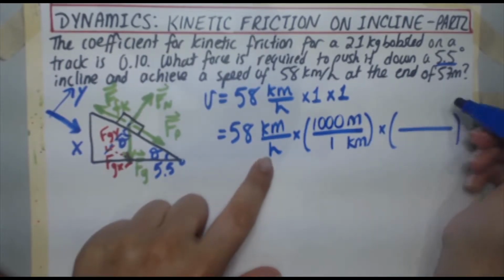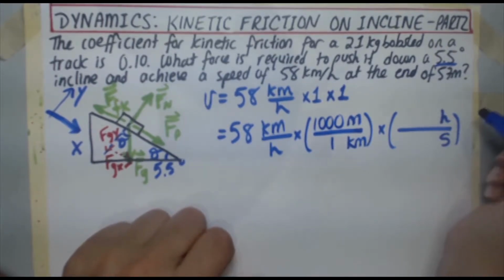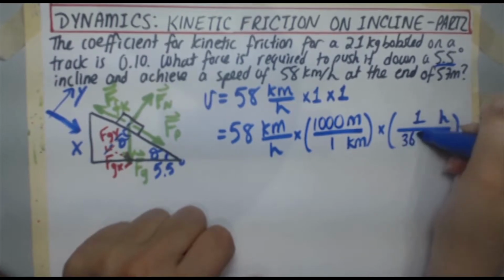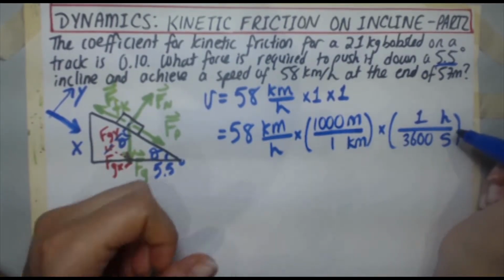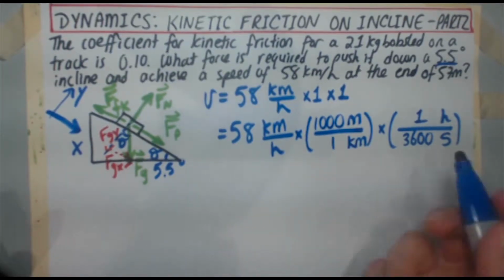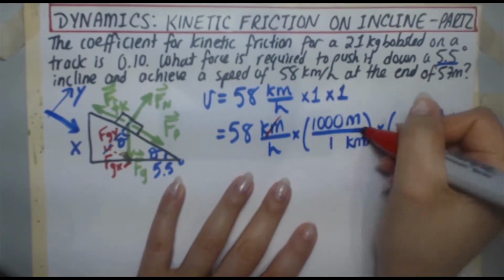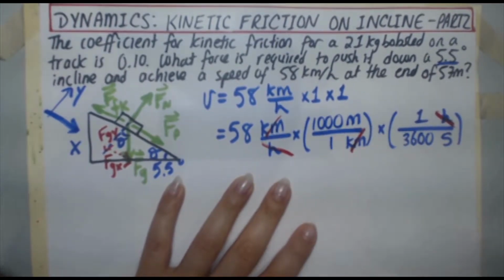Next, I'm trying to get rid of hours, so I'm going to put hours on top, and I'm trying to get seconds out, so I'll put seconds on the bottom. Again, ask yourself, how many seconds are in 1 hour, or what ratio of seconds to hours equals 1? So 1 hour contains 3,600 seconds. 60 seconds in a minute, 60 minutes in an hour, 60 times 60 is 3,600. So by doing this, your kilometers cancel, your hours cancel, and you're left with meters per second.